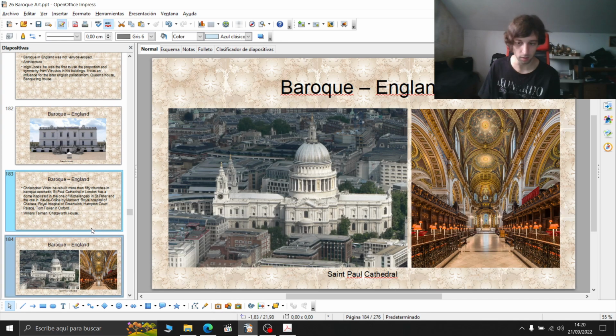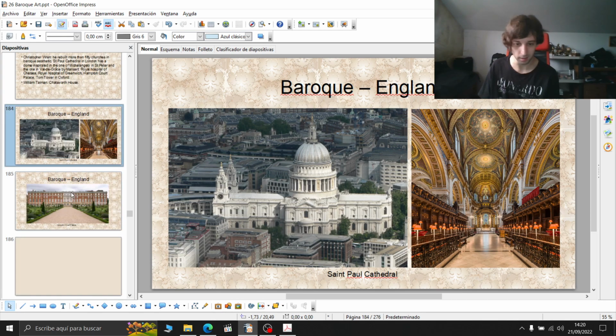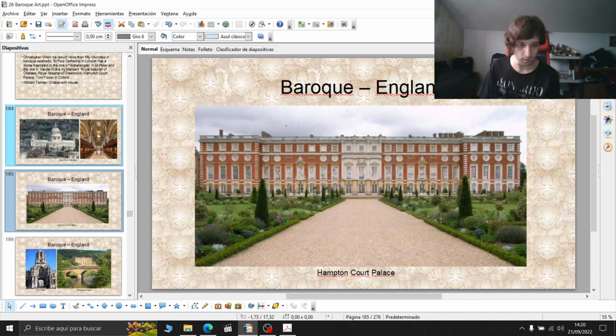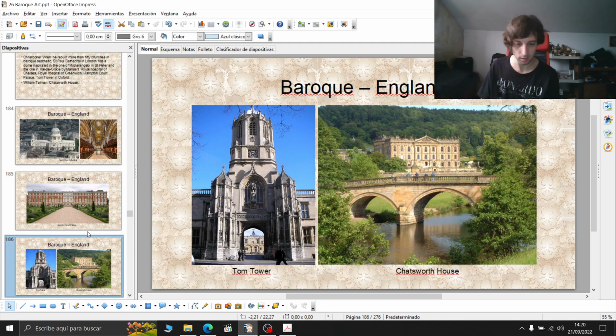This is St. Paul's Cathedral. I visited this in person. Although I couldn't enter inside, it was night. But yes, it's very impressive. Hampton Court Palace, Tom Tower, and Chatsworth House.